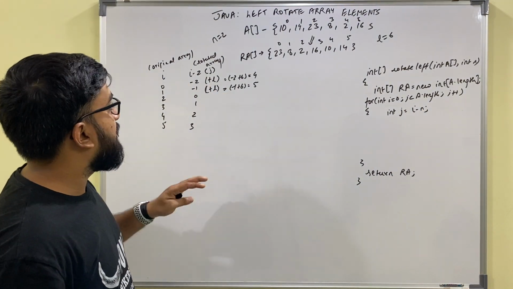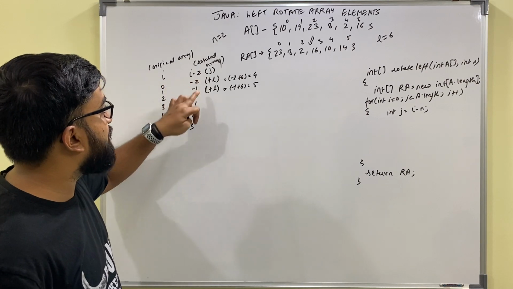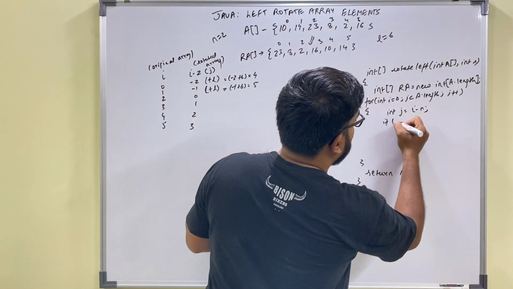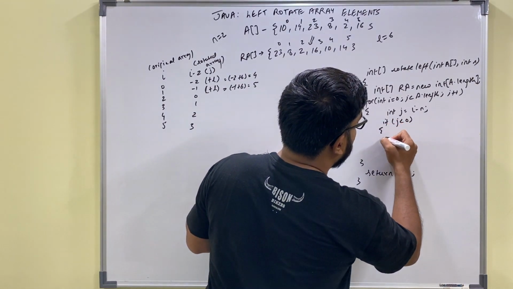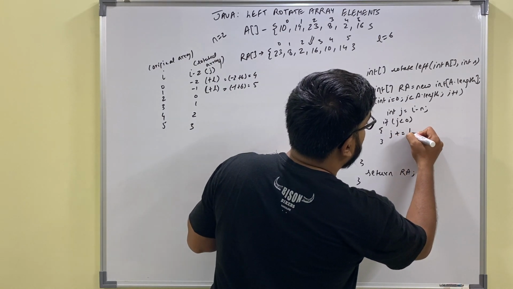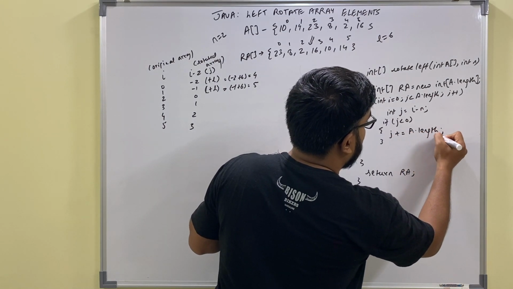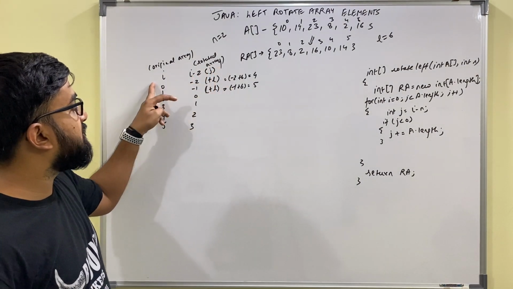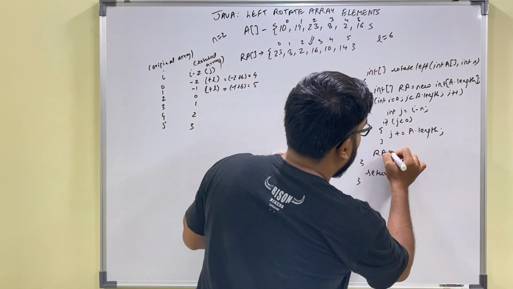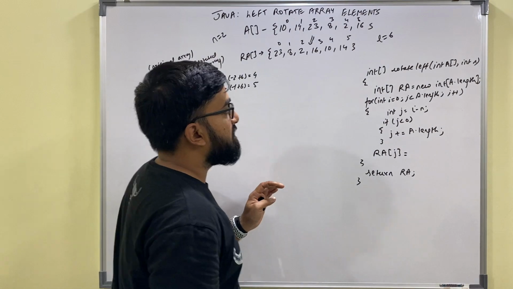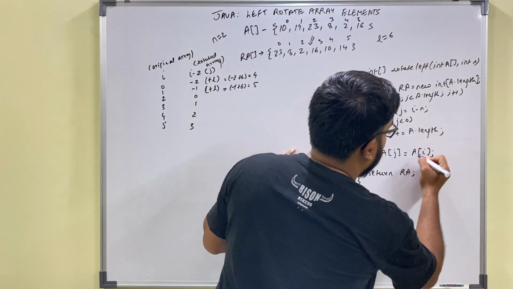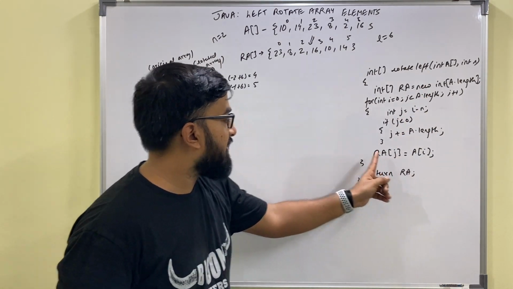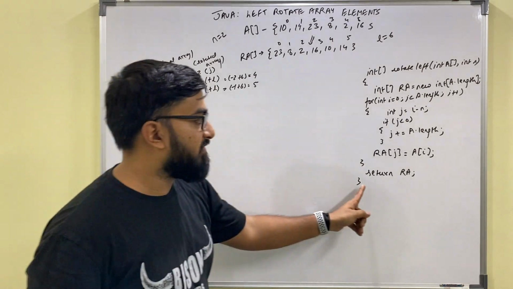In the cases where this j value is less than 0, we add the length of the array to this. So if j is less than 0, j plus equal to a.length. And then we set RA of j equal to A of i. The value at index i in the original array goes to the index j in the rotated array. And then we return the rotated array.